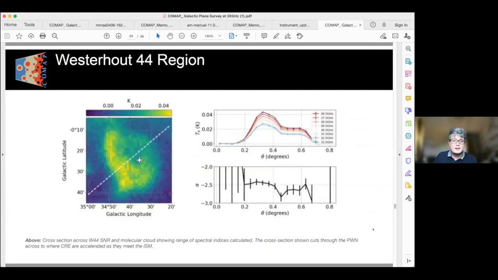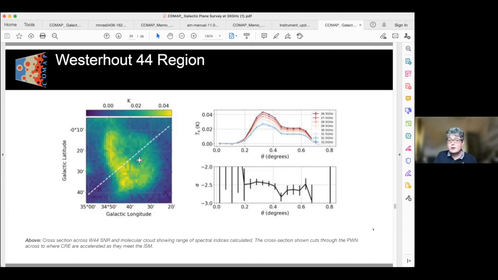On the next slide, we can again go into that diffuse emission a little bit more. So Westerhout 44 is a big pulsar wind nebula, and what you see as the emission is the shell, as it meets the ISM. You have Fermi acceleration, and so on the near side, in the bottom left-hand corner, you can see that that's much brighter, and that's simply due to that effect.